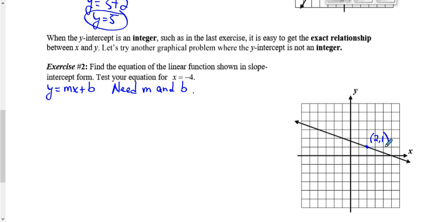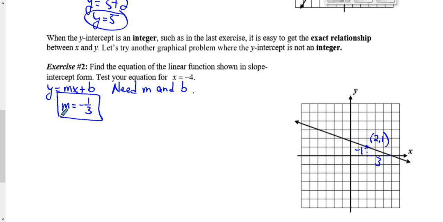Okay, let's see if we can find the slope of this line. Let's find where it hits something exactly, like there. Up 1, so -1, and right 3. The slope is pretty easy to get, right? What's the m in this equation? M is -1/3. All right, we got half of what we need, right?